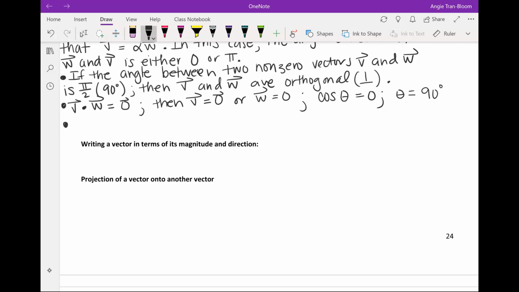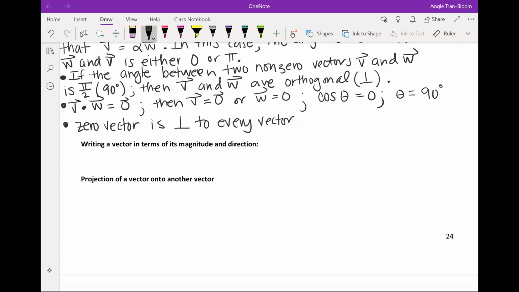But I just want to make this one last remark. 0 vector is perpendicular, aka orthogonal, to every single vector. It is orthogonal to every vector. You're not going to see 0 vector a lot, but if you ever do, that's always true.